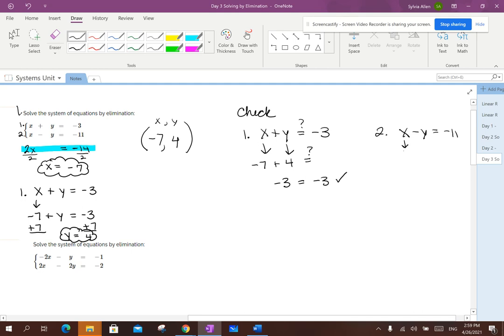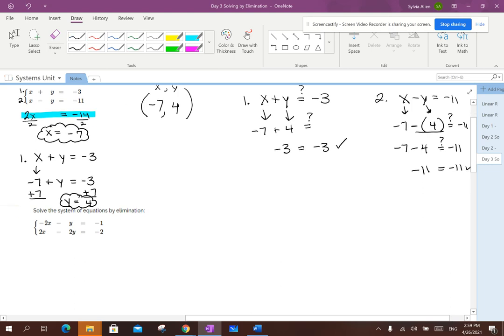I'm replacing x with -7. I'm replacing y with parentheses because there's a negative in front of it. And I'm checking to see if that's a -11. So I have -7. I'm simplifying this to be a -4... I mean, -7 minus 4 simplifies to -11. Does that equal -11? And yes, -11 does equal -11, so I know I'm right.